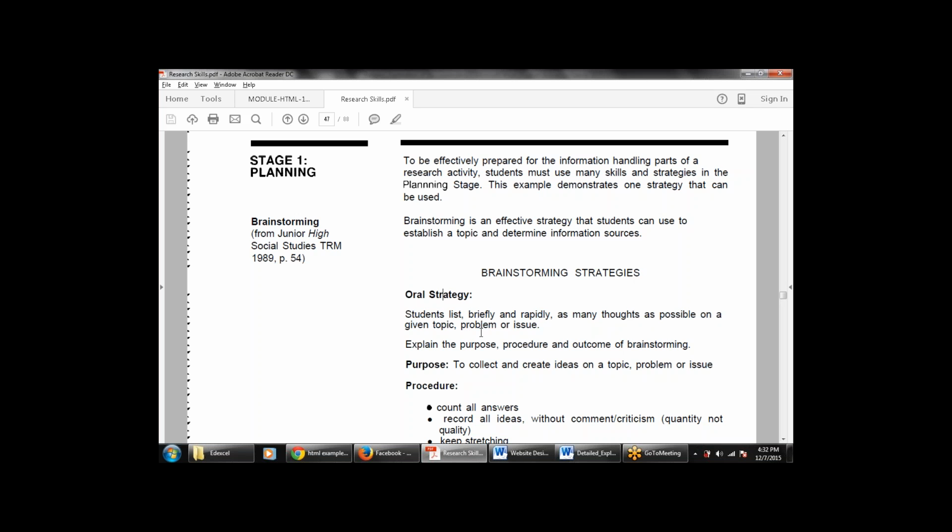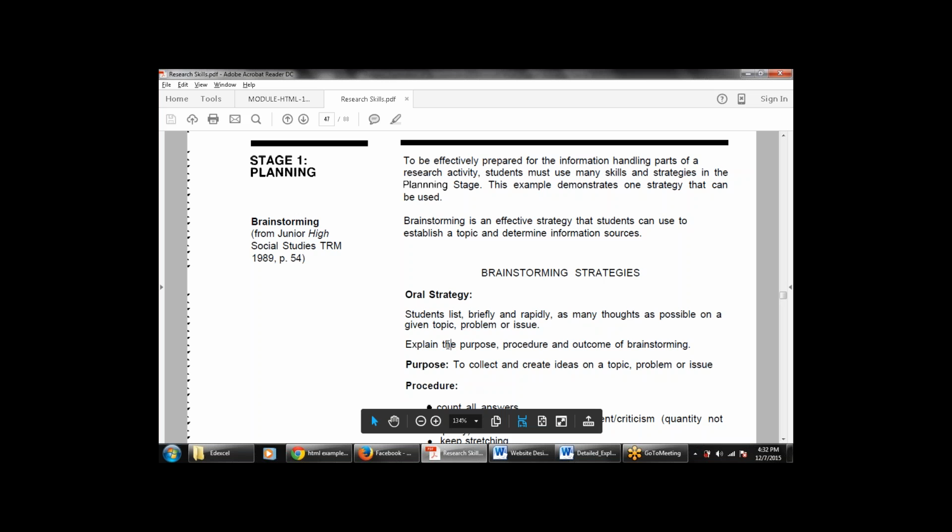So we can take the student's thoughts, whether they are available in a prescribed way or in a definite way. Students list briefly and rapidly as many thoughts as possible on a given topic, problem or issue.